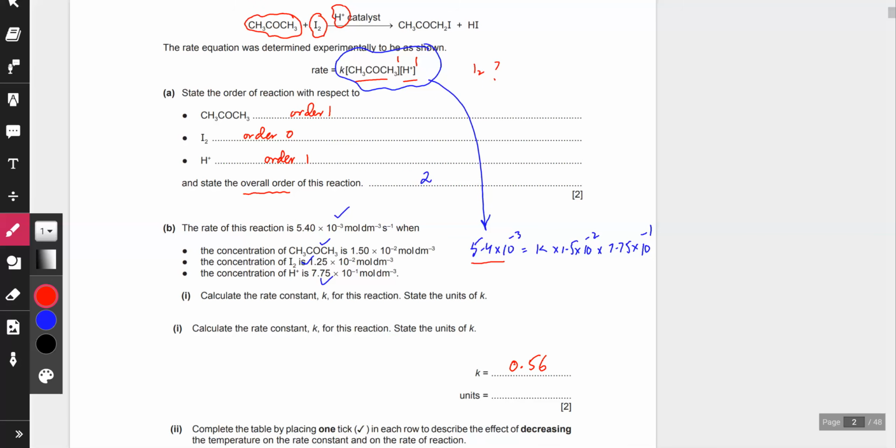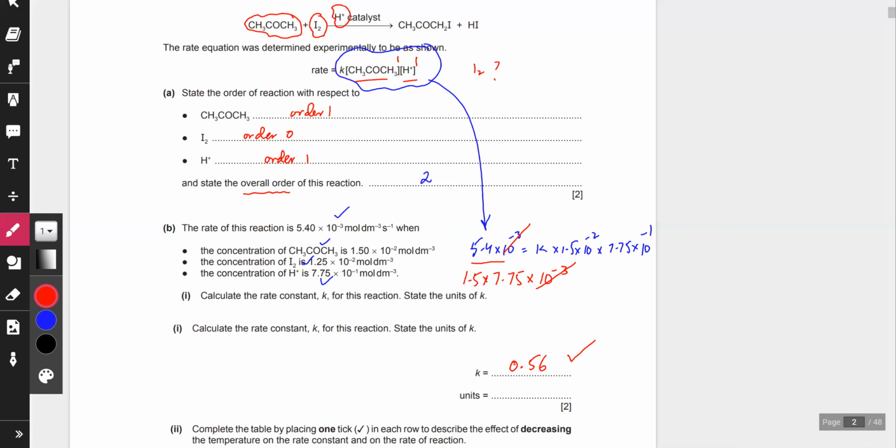I mean, it's going to be 5.4 divided by 1.5 and 7.75, and the bottom is, I think, 10 power minus 3. So the 10 power minus 3 part gets cancelled out. So it's 5.4 divided by, I think it's 5.6. Okay, I'm just guessing it's coming out to be 5.6. So okay, let's take it as 5.6.